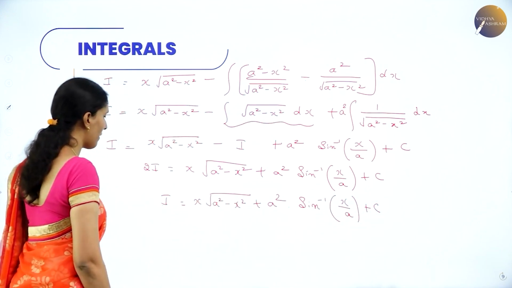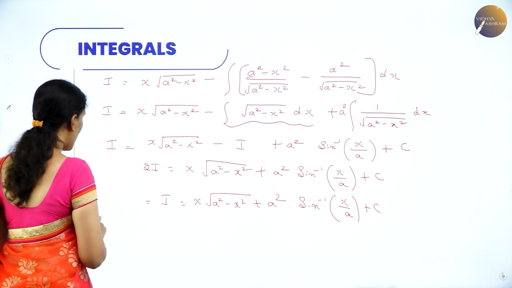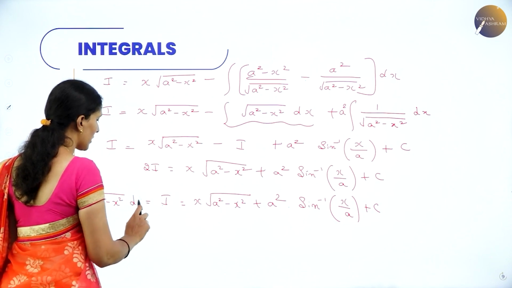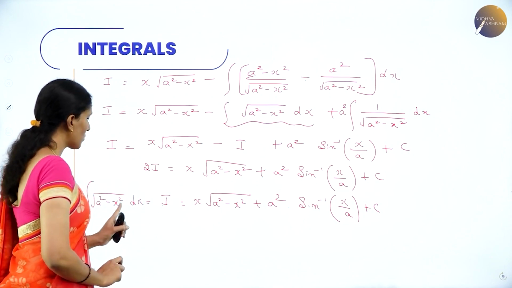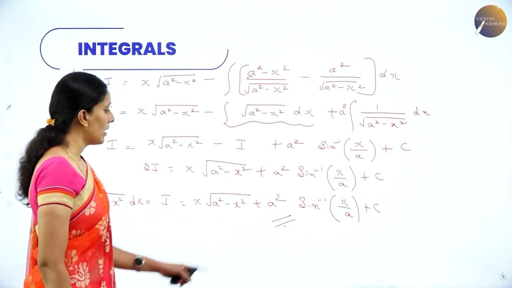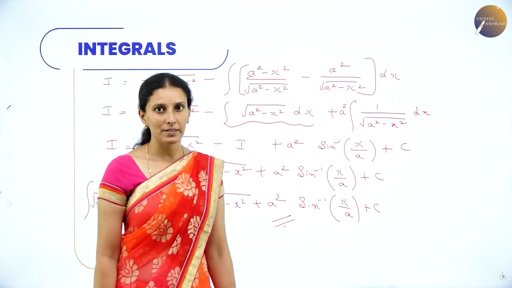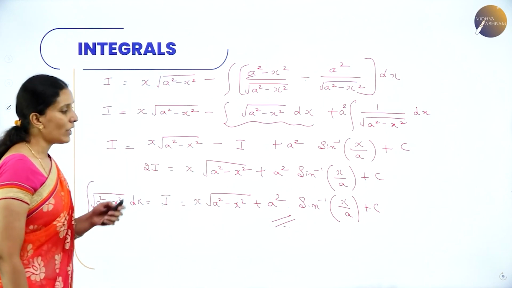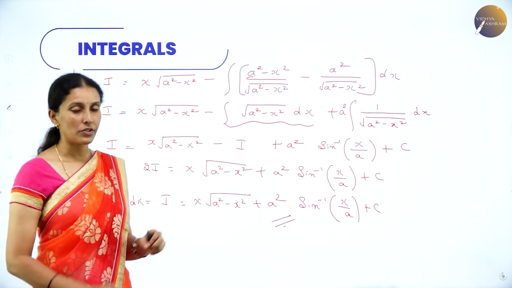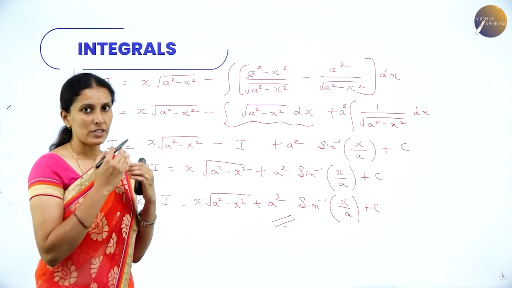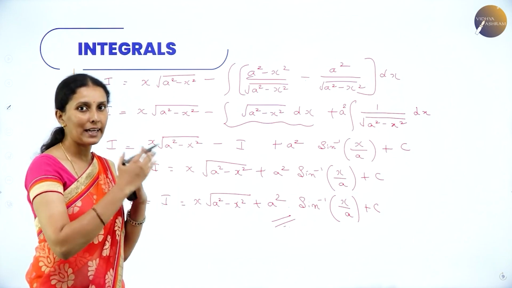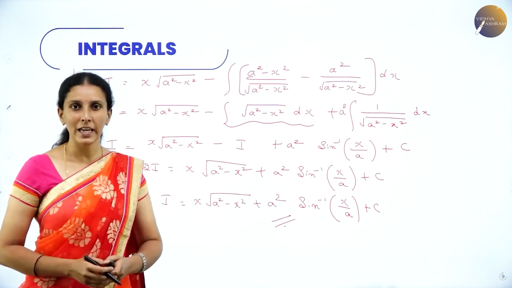So what is I we have taken? I we have taken it as root of a square minus x square into dx. So thus root of a square minus x square is x into root of a square minus x square plus a square into sine inverse x by a plus c. Now let's take problems based on these type of standard integrals. So whenever equations is given, reduce it into one of the forms, write directly the standard value of the integral.